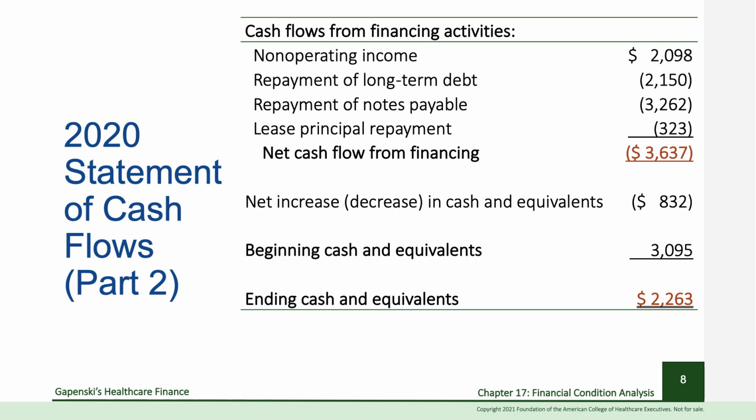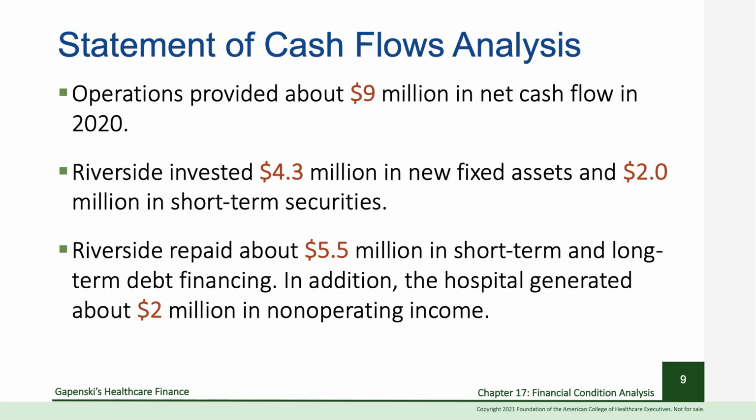And the cash flow from financing activities is listed here. The net cash flow from financing activities is 3,637, and the ending cash and cash equivalents, as you can see, is 2,263. So operations provided about 9 million in net cash flow in 2020. The net cash flow from operations is on page 671, last line, 9,098.